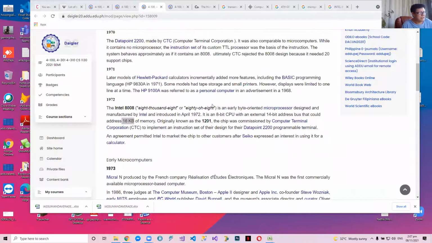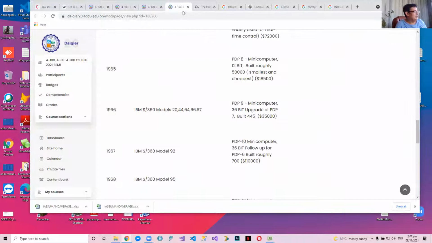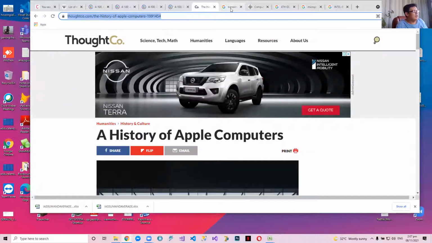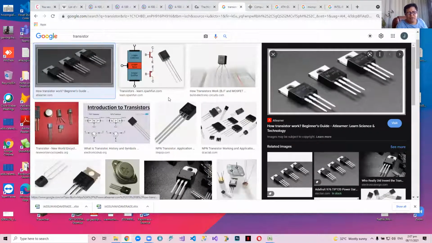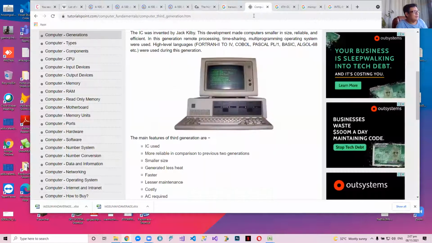Now we have 5th and 6th generation, very large scale ICs. Okay. So next week I'm going to give you a practice test. No. Any questions so far?